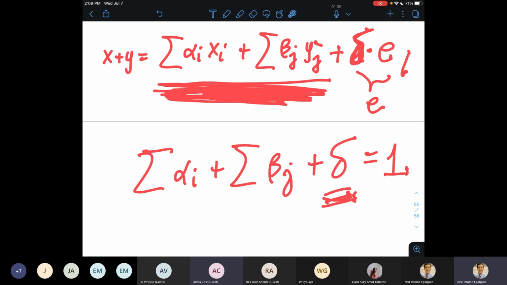Sir, ang question ko, when you express your x and your y, necessarily you have to use up all the vectors in your x? Or do I really have to include e? Parang kasi if I don't include e, hindi ko makita yung closure. But if I add it the way you do, then I can express delta as a scalar that will make their sum 1, right, sir? Yes, that's the idea.